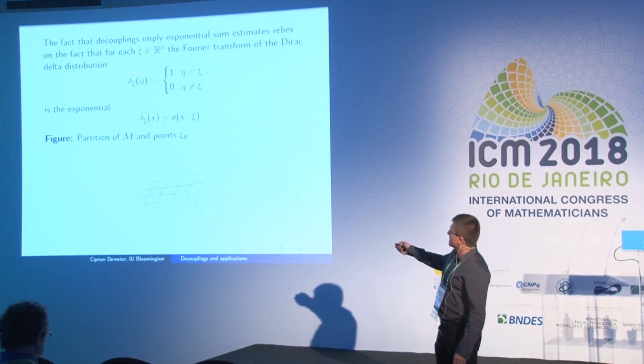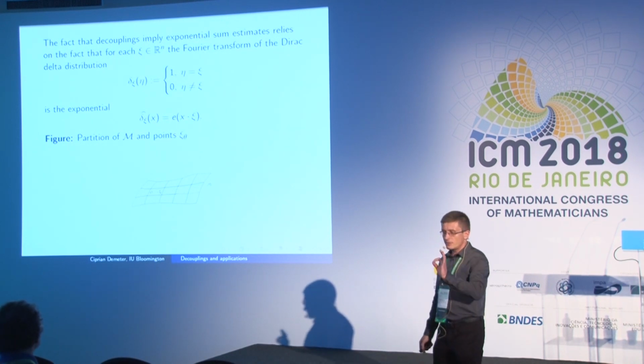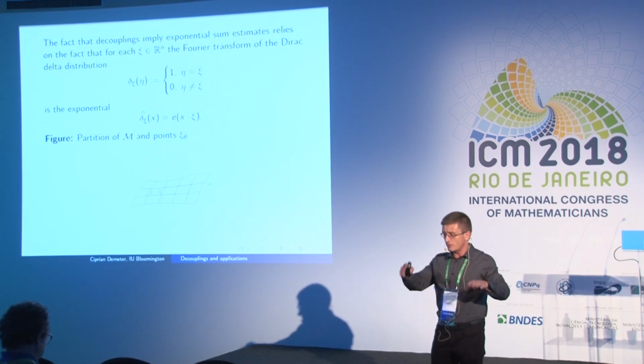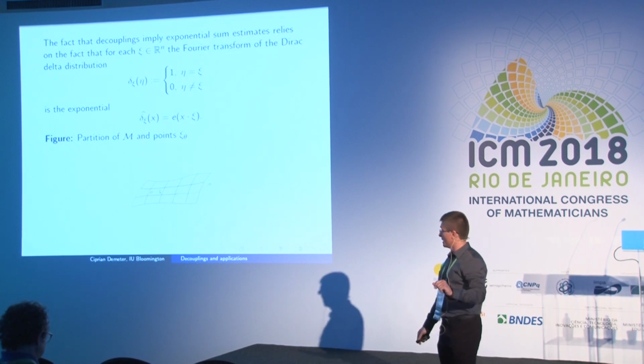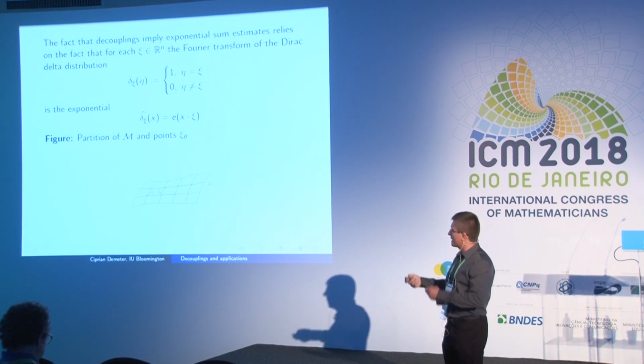If you apply the Fourier transform formula to this Dirac delta distribution, well, you get an exponential. So something very concentrated on the frequency side ends up being spread all over the place, in a rather periodic fashion. And now let's do this exercise. I have the manifold, I have the partition into the caps theta of size roughly delta.